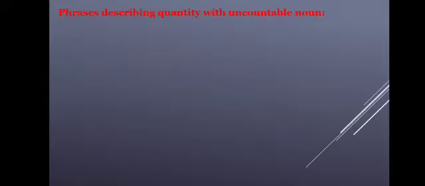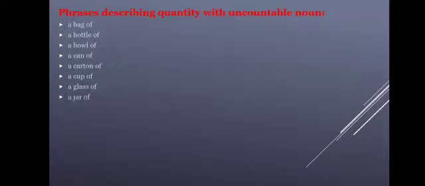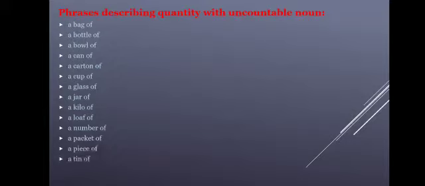So, phrases describing quantity with uncountable nouns. Here we have a bag of, a bottle of, a bowl of, a can of, a carton of, a cup of, a glass of, a jar of, a kilo of, a loaf of, a number of, a bucket of, a piece of, a tin of, a bar of.